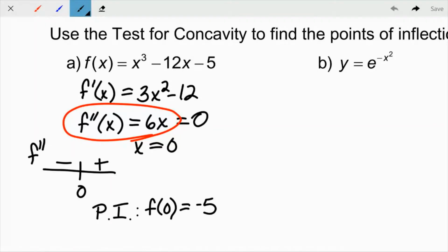Here, there was only one possible point of inflection. It had a multiplicity of 1. So I already knew that it was a point of inflection based on its multiplicity. So really, if you know the multiplicity, you can tell right away if you have points of inflection or not without even using that sign chart.